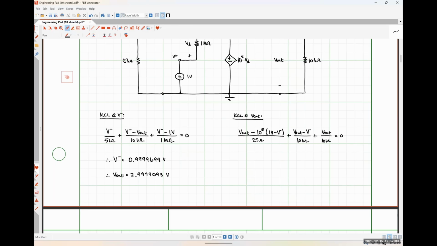So from these results, I can say that my closed loop voltage gain, which is just going to be the ratio of my output voltage to my input voltage, would be 2.9999093 volts divided by 1 volt, which is obviously 2.9999093 volts per volt, or approximately 3 volts per volt.